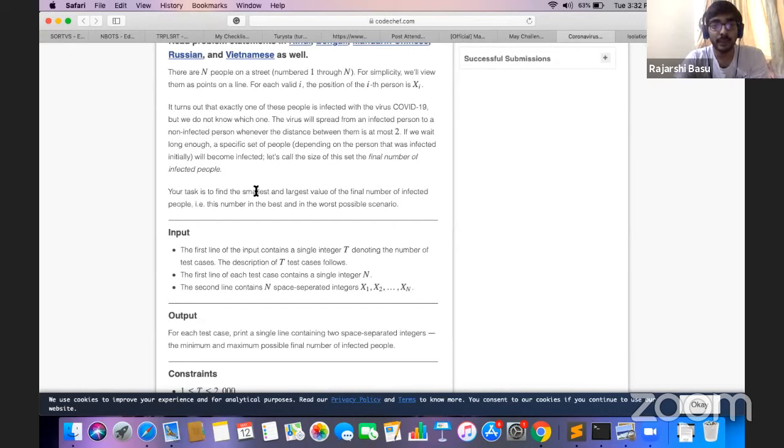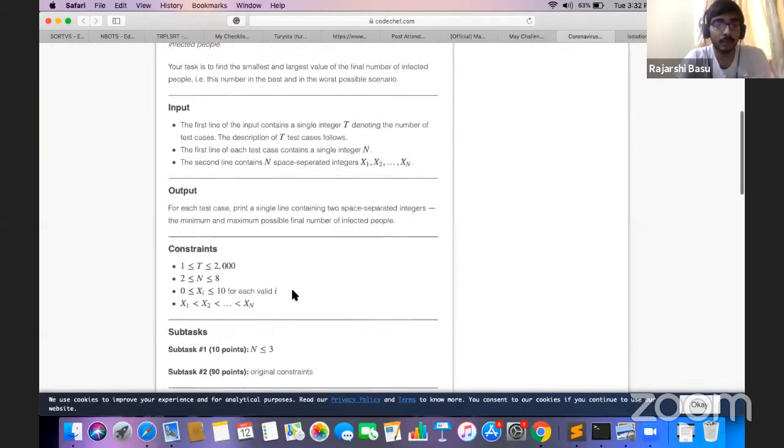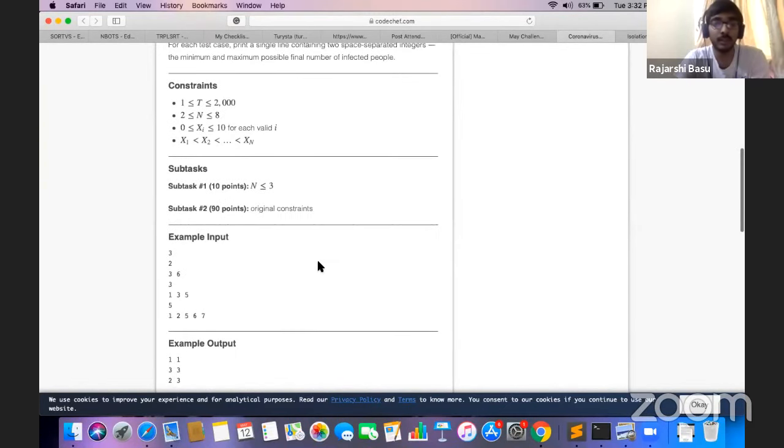So our task is to find the smallest and largest value of the final number, provided we say that if person i is infected, then what is the total number of people that will eventually be infected. And so among all those i's, we get the value, right? So we take the smallest and the largest value. So how do we do this?